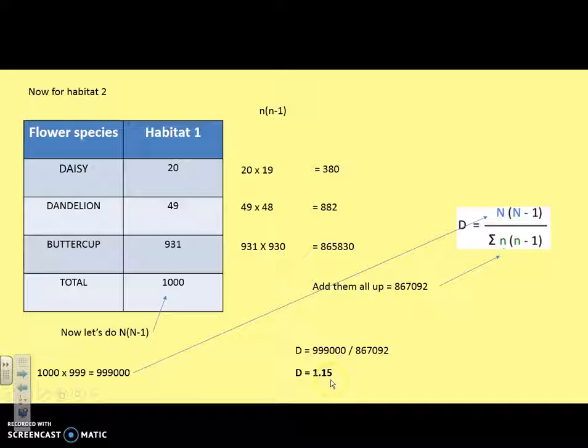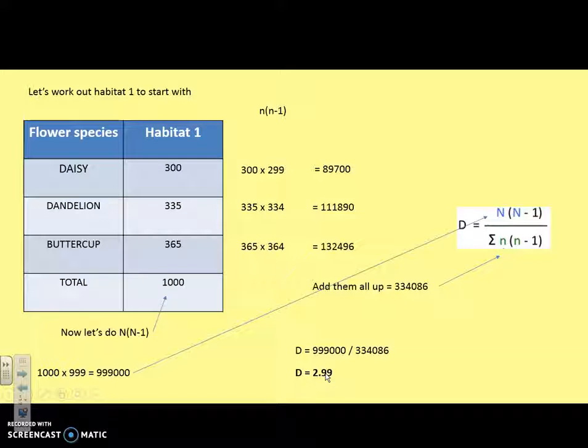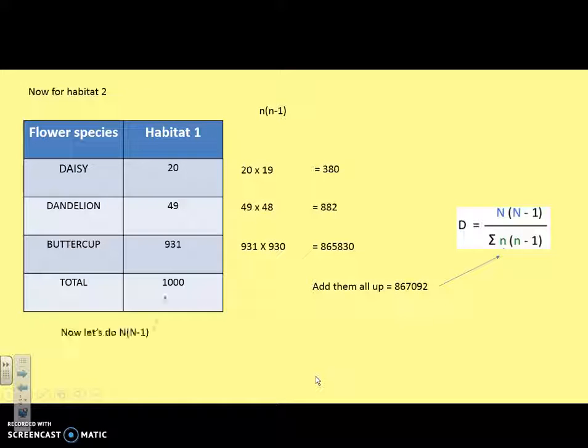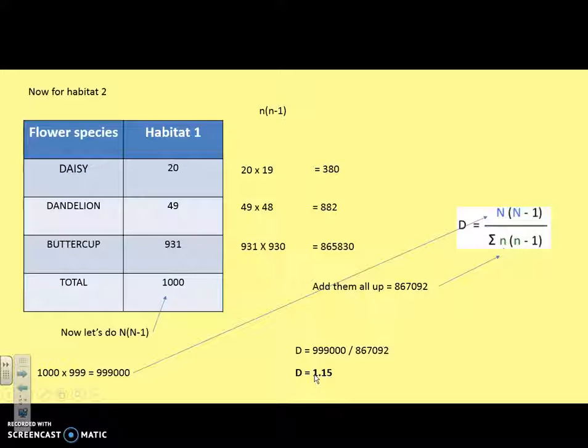If we were to compare those two numbers, this one obviously is smaller than when we did habitat 1. So it's pretty clear that this one is not as diverse. And actually, all this is doing is telling us something that was immediately obvious. This habitat is dominated by buttercups. It's not as diverse. All we've done is put a number on it to prove that. So that's how you calculate Simpson's diversity index.